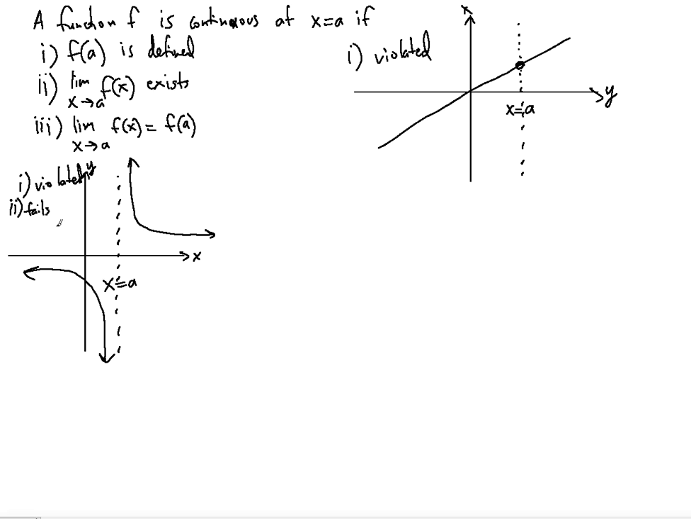Okay. Now the third condition will fail for two reasons, right? Because f of a is not defined, so we can never really get there. And the limit doesn't exist as x approaches a, right? So there's no way that we can satisfy the third condition as well. So it fails. So this function is definitely not continuous at x is equal to a. Let's provide one more example.